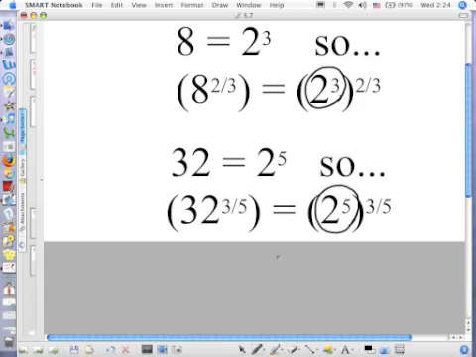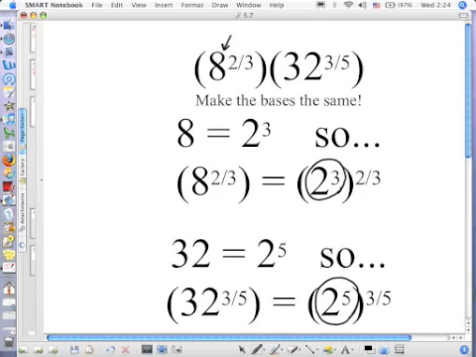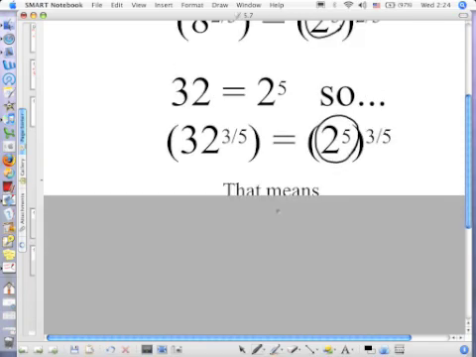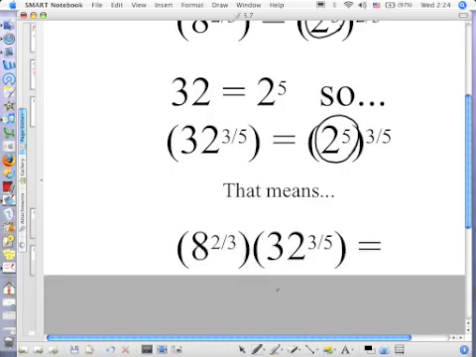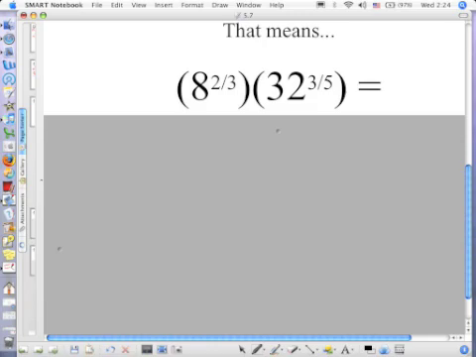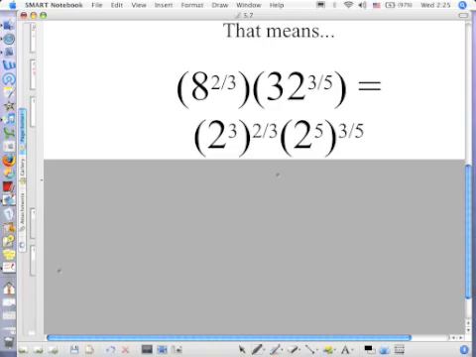Does that make sense? Okay, now this is a step-by-step explanation. She's just carrying it down. 2 cubed is the exponent of your 8, and 3/5 is the exponent of your 32. This was our original problem, right? But the bases were not the same. So now I made the bases the same. It's the same problem. It's still 8 to the 2/3 times 32 to the 3/5. But now I can actually combine these by following my laws of exponents.